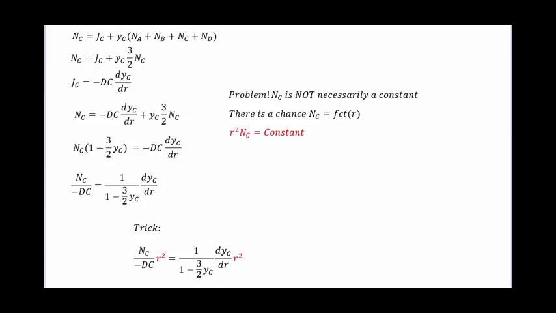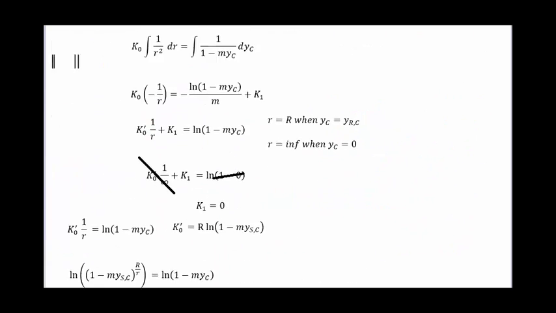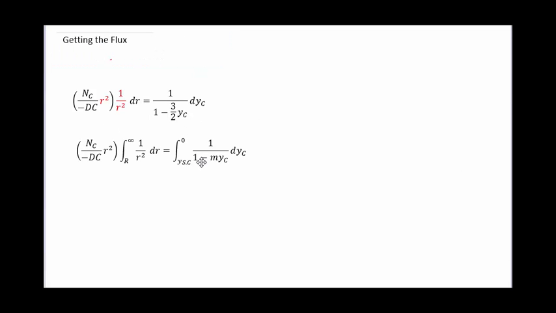Okay, now we're at, I believe, step 8. Return back to 5 and do the definite integral so that we could get the flux profile. So returning back to the point where we had that initial constant k naught, we have this going on. And now we need to do the definite integral.